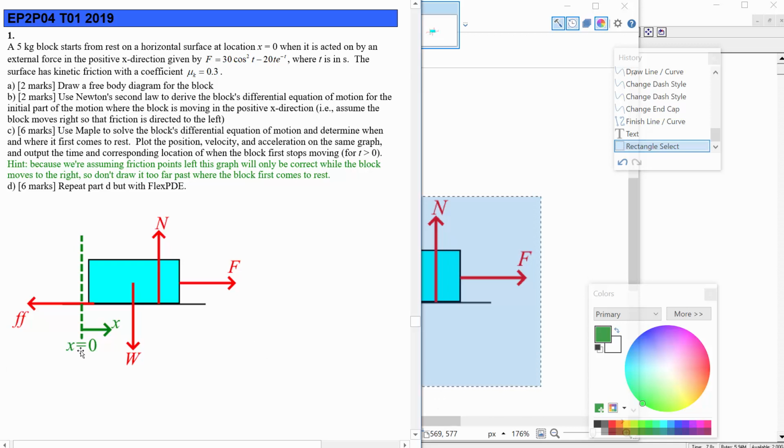So the block starts at X equals 0. And even though the block is not drawn at X equals 0, that just means that we're not drawing it at exactly the start time. Next part, use Newton's second law to derive the block's differential equation of motion for the initial part of the motion where the block is moving in the positive X direction. So assume that the block is moving to the right so that friction is directed to the left.